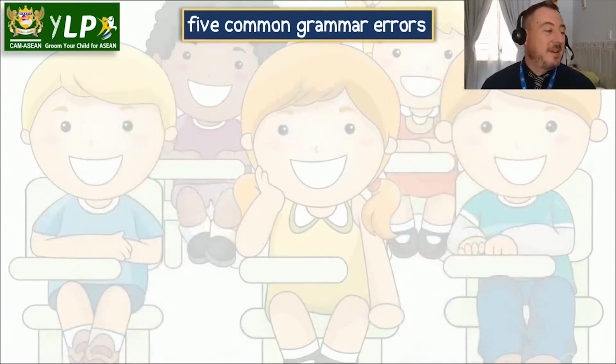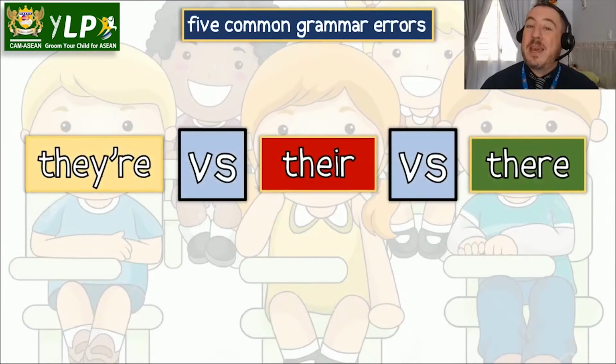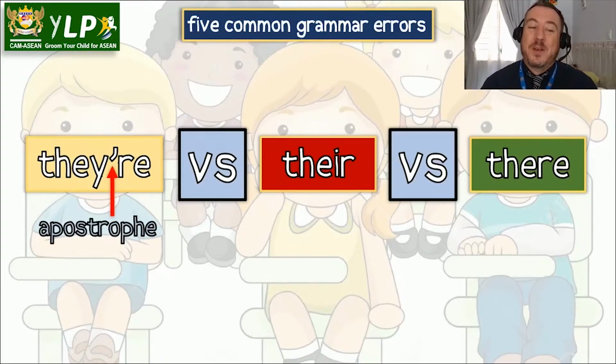Right, okay, let's move on. Now, these are very common errors. Even people who speak English as a first language, so even people from the UK, America, Australia, New Zealand, Canada, even they get these confused. There, their, and they're. Okay, now we're going to look. If you can understand the difference between these three, okay, you will probably know a lot more than many English speakers themselves.